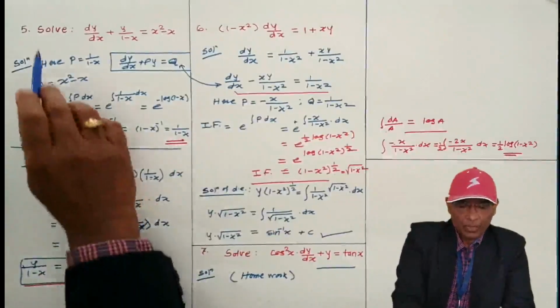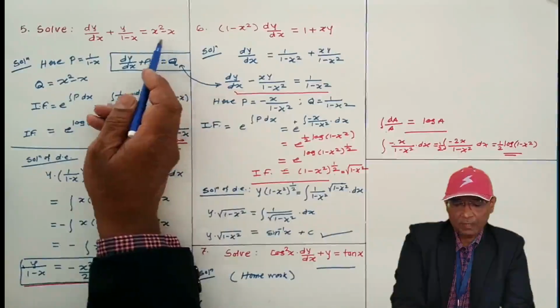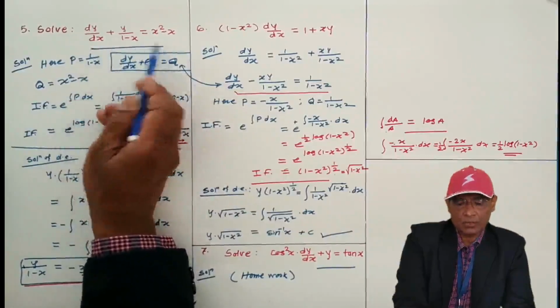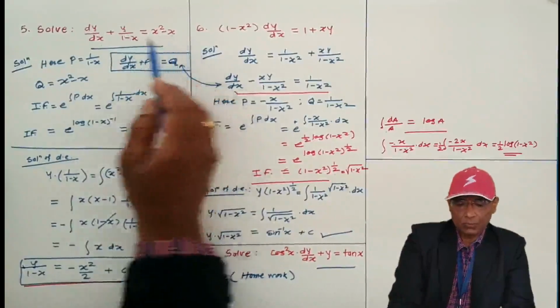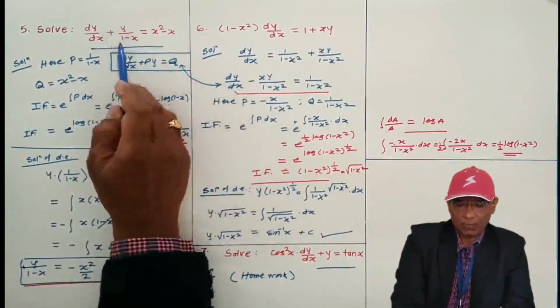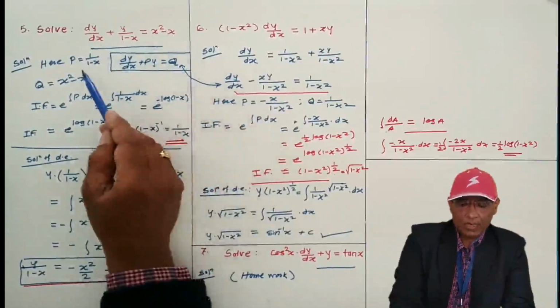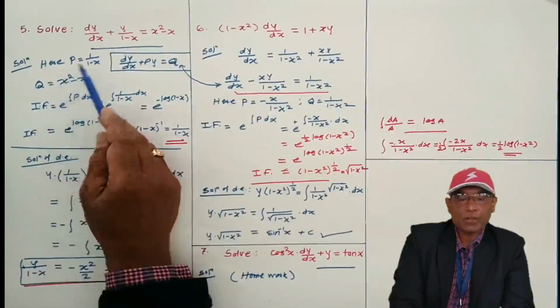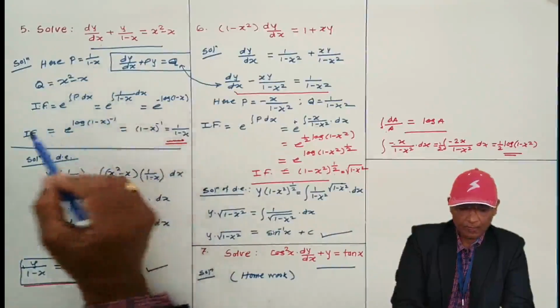Now the fifth problem. Solve dy by dx plus y by 1 minus x equal to x square minus x. Okay, this is very simple to recognize. This is the standard form dy by dx plus py equal to q, where p is the coefficient of y, 1 by 1 minus x, and q is x square minus x. And you please check every time that p and q must be functions of x or constant. That you have to check every time.